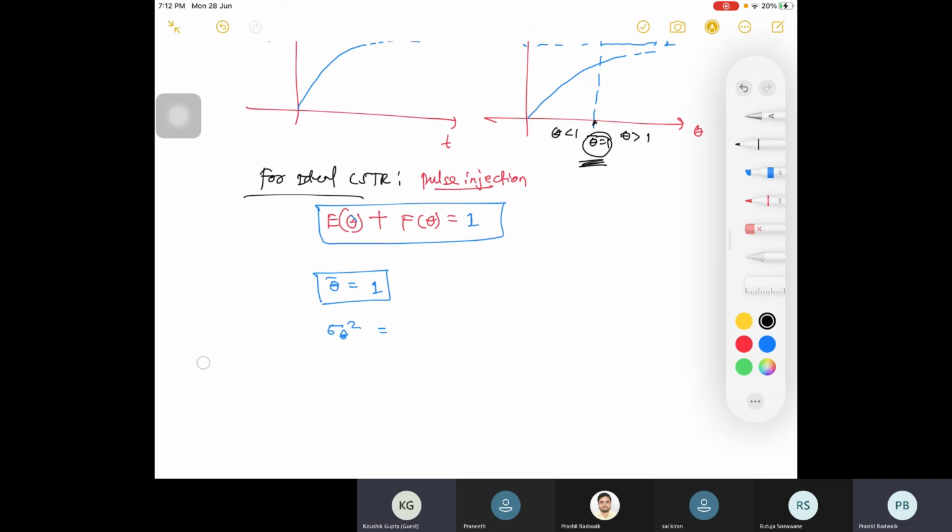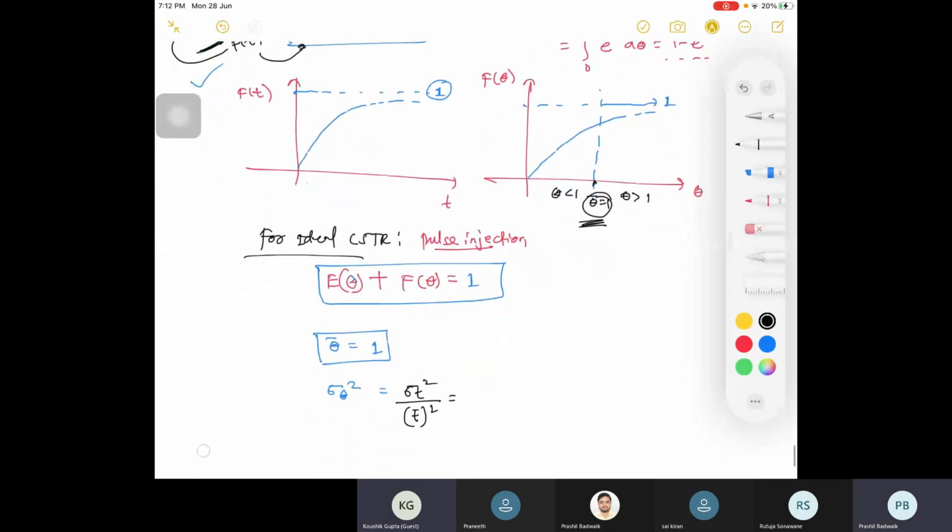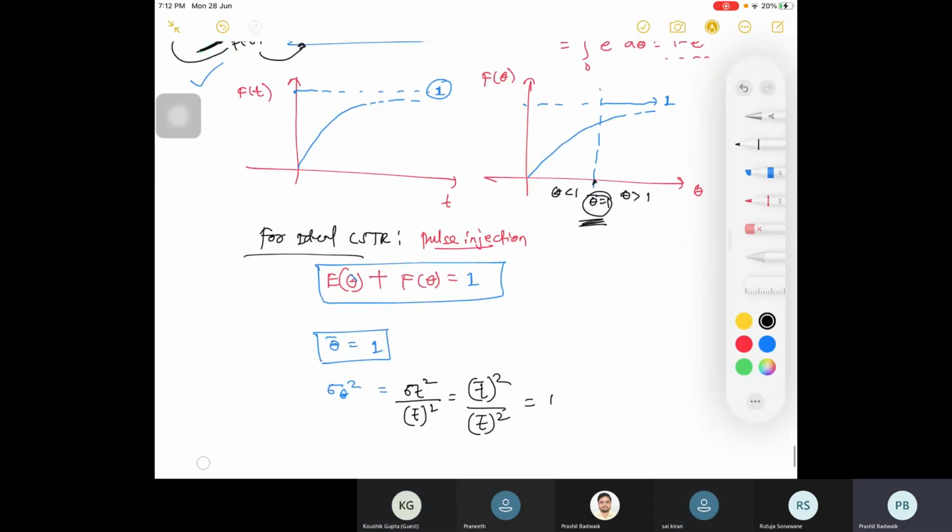What is your sigma theta square? 1. Sigma t square divided by your t mean square. Your sigma t square is what? T mean square. And this is your t mean square, so you'll get 1.